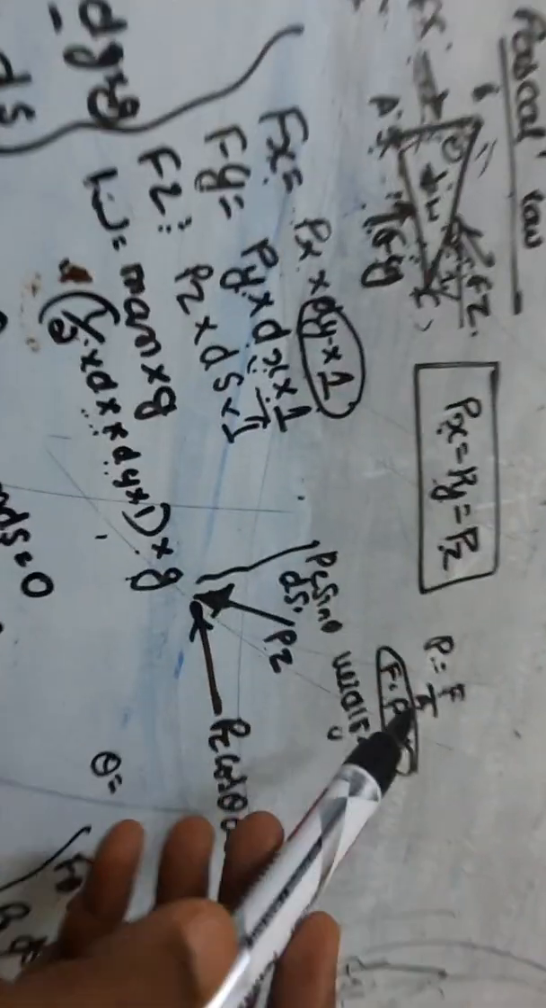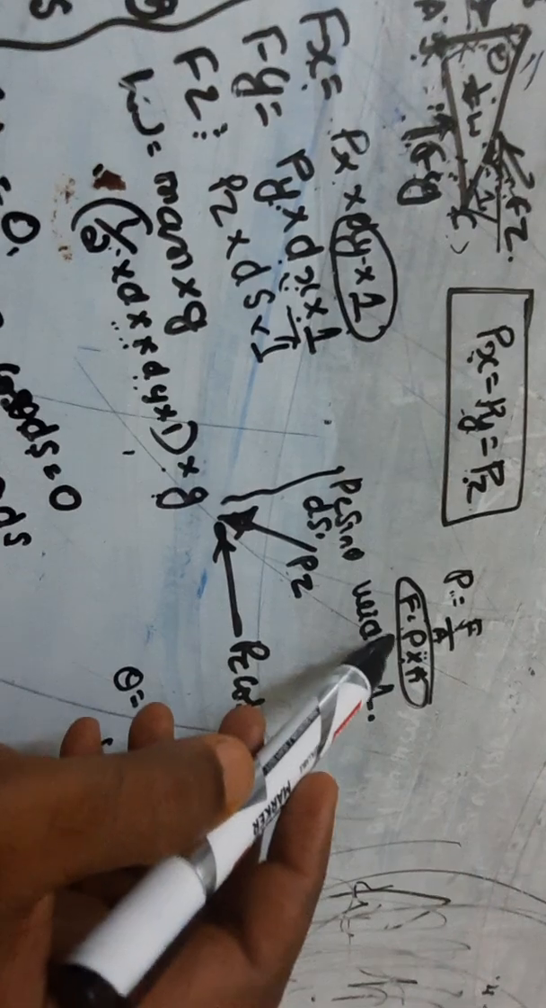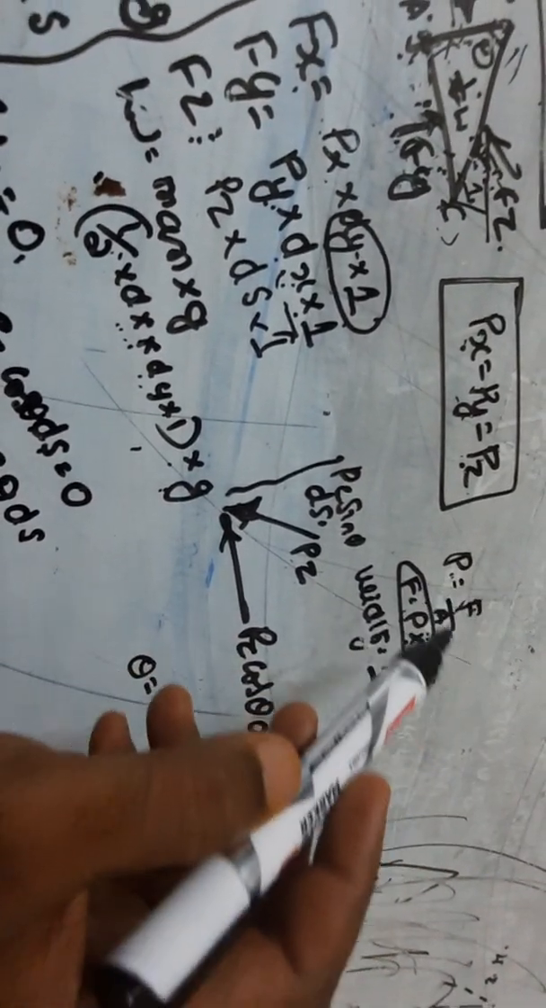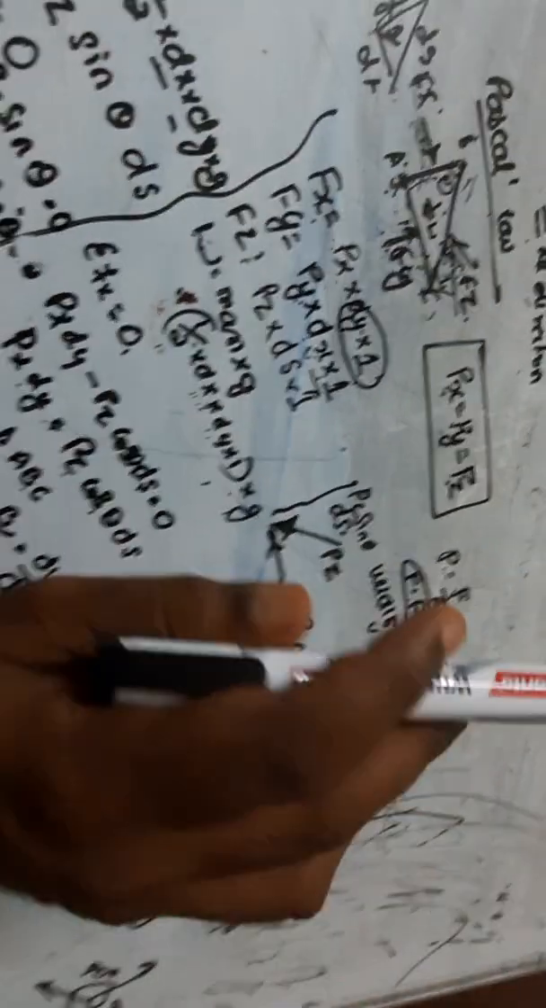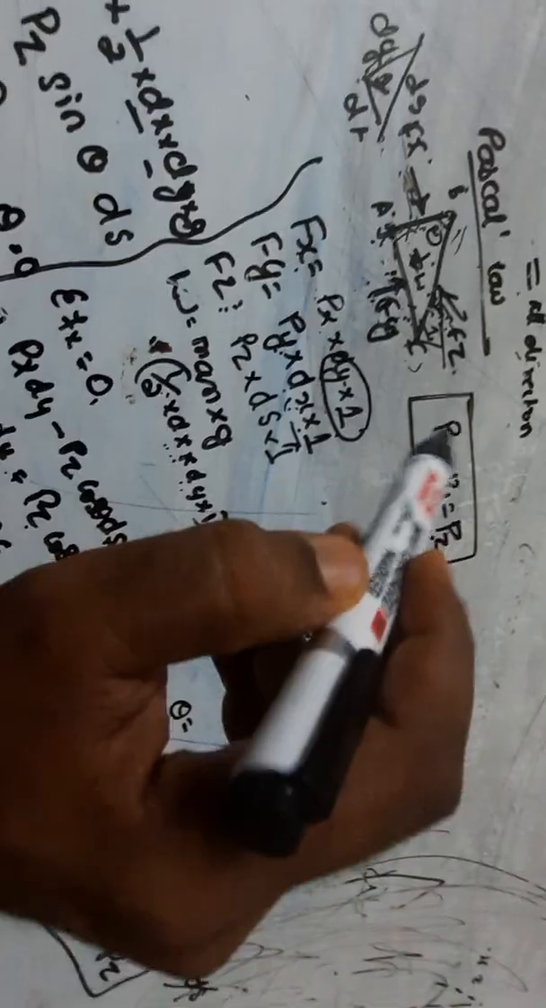Force is equal to pressure into area: pressure is equal to force by area, so force is equal to pressure into area. Px, Py, Pz come from this. Area is equal to dy into 1, dx into 1, ds into 1. That is important. And half into base into height and into g, that is the weight. That's one.